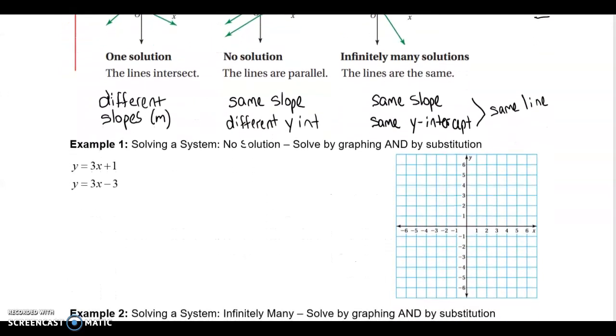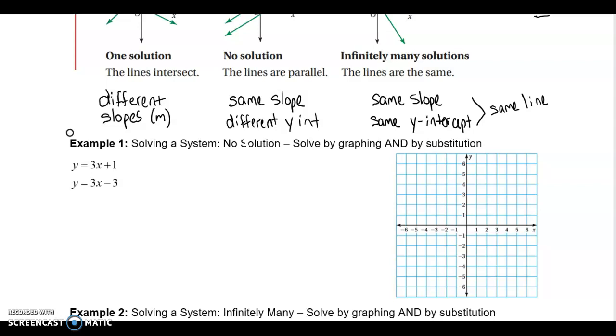So, example one says solving a system. It's going to have, it says right here, no solution, but we're going to solve by graphing and by substitution. So if you remember when you graph, we're going to start with this equation. You hit that y-axis, put the intercept on, then use rise over run. So 3 is our slope. We can make that 3 over 1, excuse me. So I can rise 3 from here. 1, 2, 3, run 1.